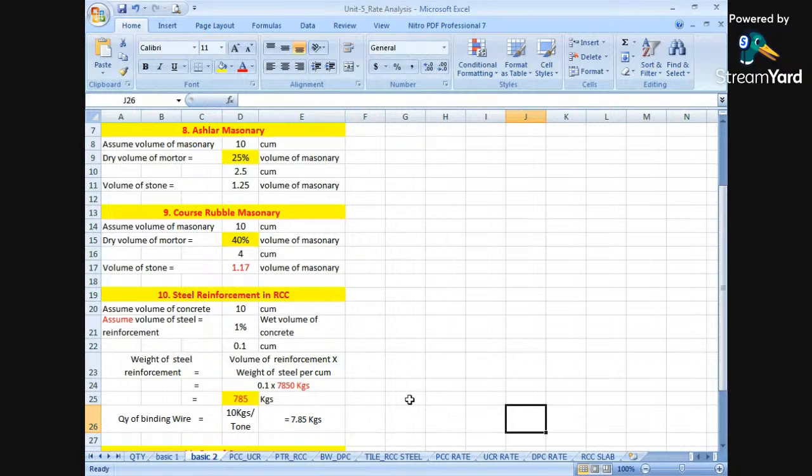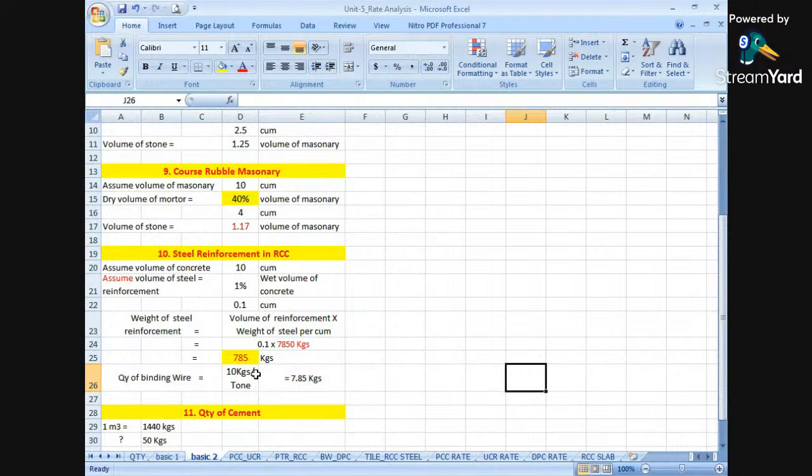Next is how much quantity of binding wire is required. So 10 kgs per ton. So that is divided by thousands. Here it comes to be 0.785 multiplied by 10, so it comes to be 7.85 kgs. Okay. So these conversions have to be taken care of while converting kgs into tons or kgs into quintals. We have to see the conversions properly, and in the same way the basic for binding wire has been given as 10 kgs per ton.